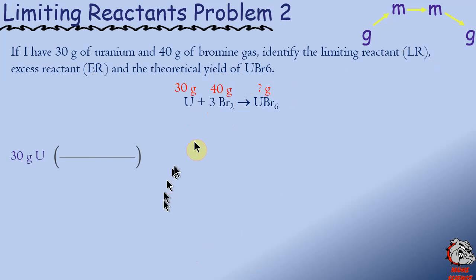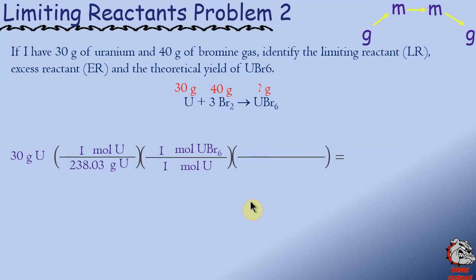I'm going to start with uranium. 30 grams of uranium, so grams of uranium to the bottom, moles on top. Mass of uranium is 238.03. Moles of uranium to the bottom, moles of uranium bromide to the top. And since it's a mole to mole, we've got to go to our chemical equation, so 1 goes with U and 1 goes with UBr6.